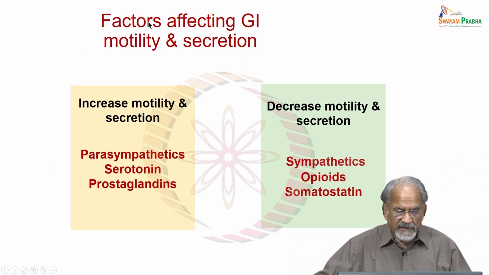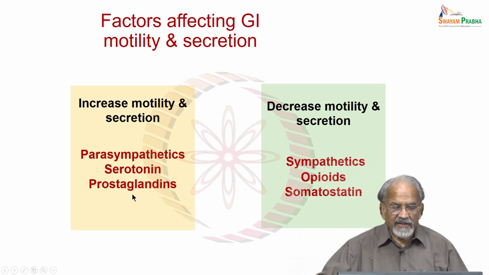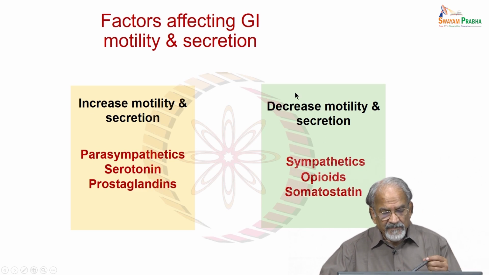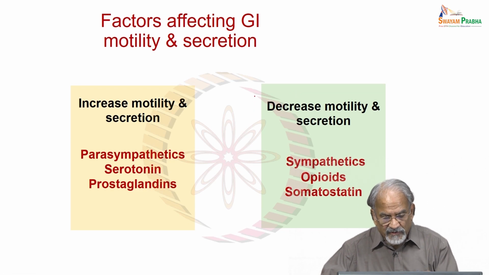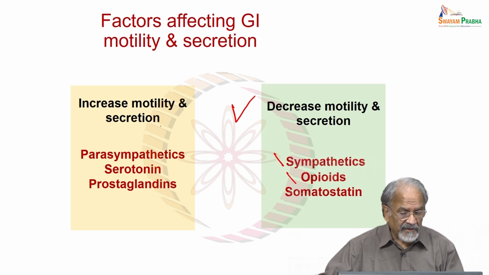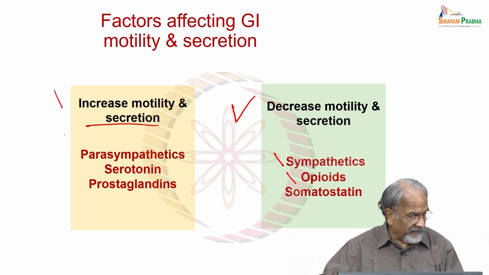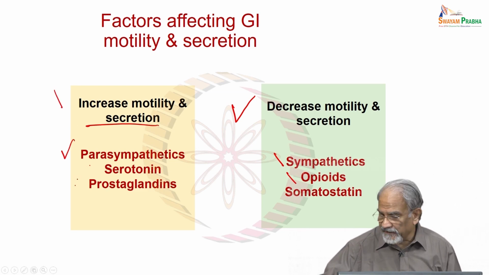The other group of drugs are factors affecting GI motility and secretions, primarily to give symptomatic relief. Increased motility and secretion come from parasympathetic, serotonin and prostaglandin. These are the agents which increase GI motility, and decreased motility comes from sympathetic, opioids and somatostatin. So if you want to decrease gastric motility, you give opioid or a sympathetic agent, and if there is decreased motility and you want to increase it, you give parasympathetic agents, serotonin and prostaglandin.